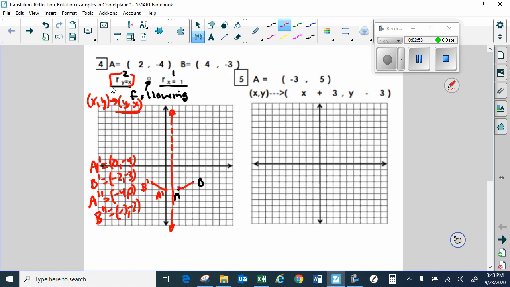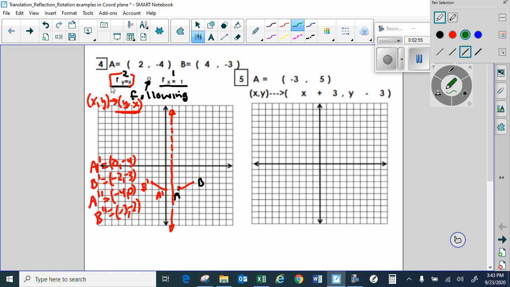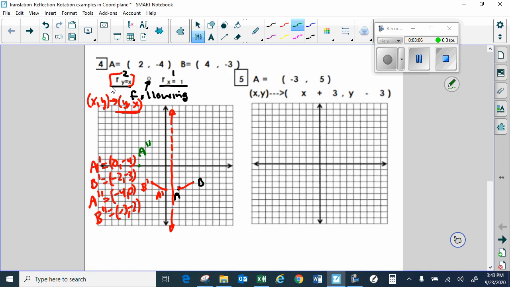So -4, 0, let's go ahead and change the color for that one again. -4, 0. That is A double prime. Okay, and -3, -2 is right there. B double prime. And then I go ahead and connect those, and there's my final image.